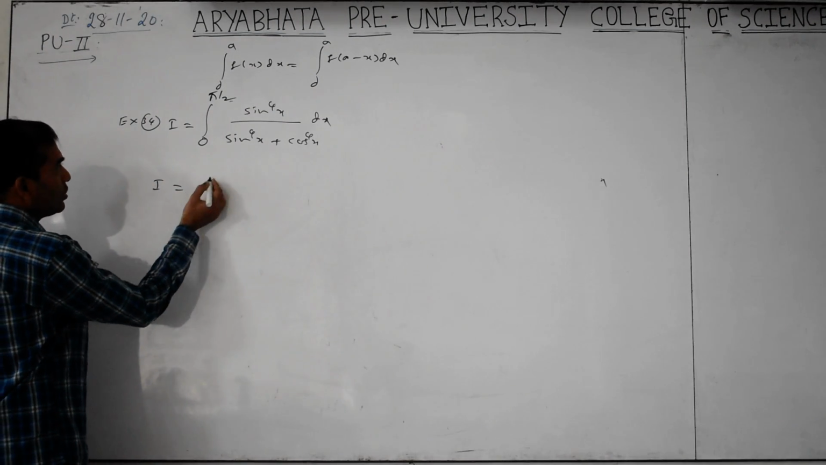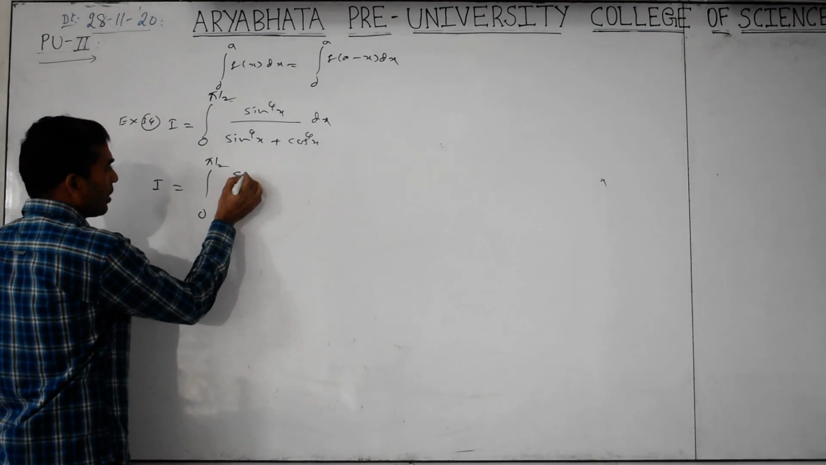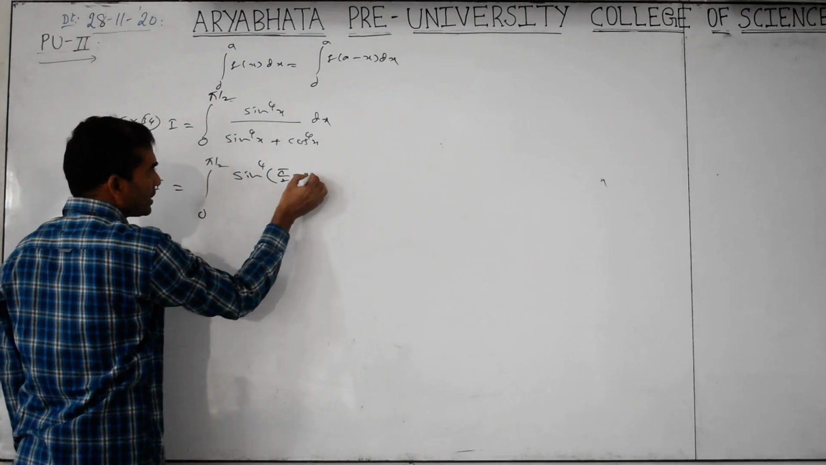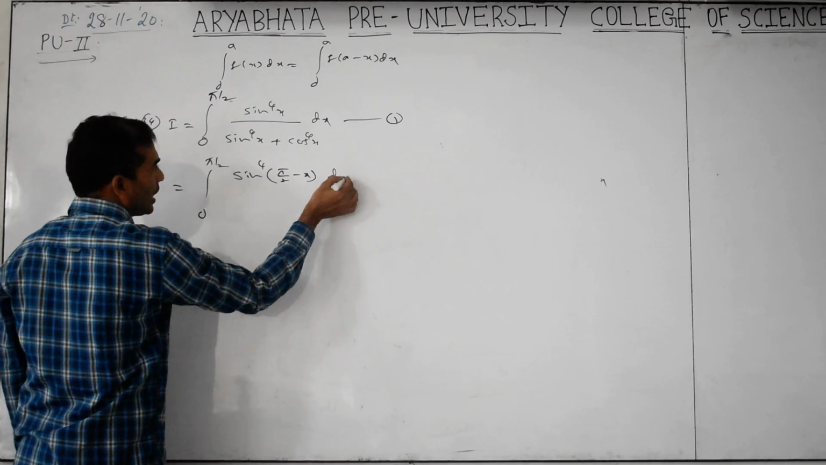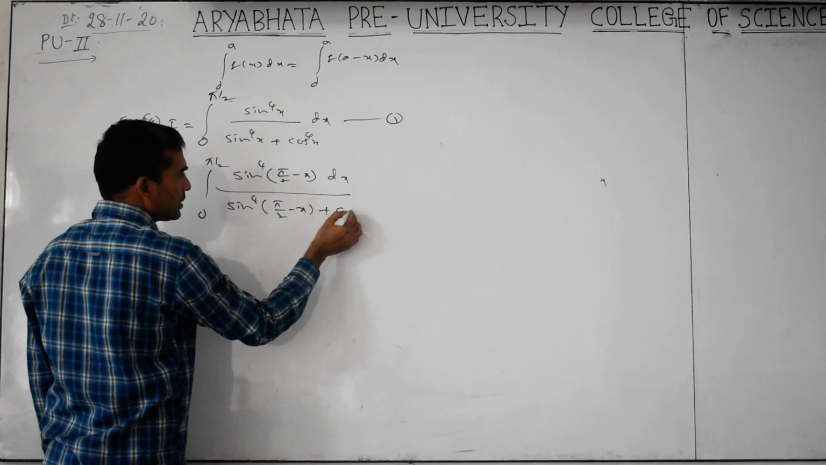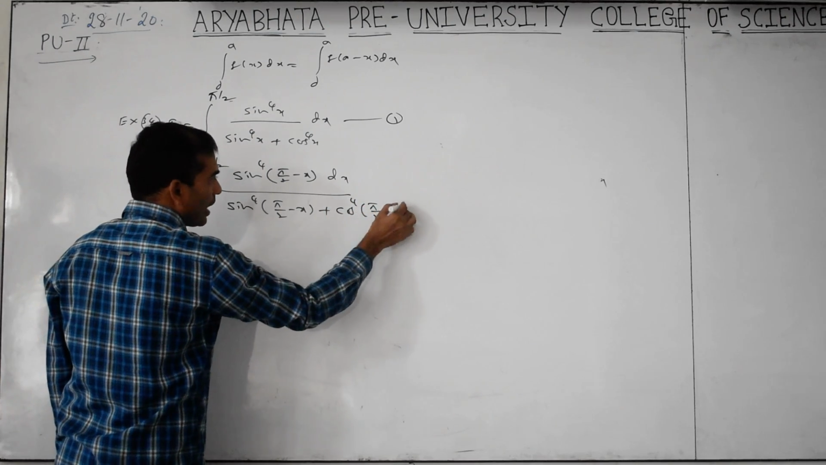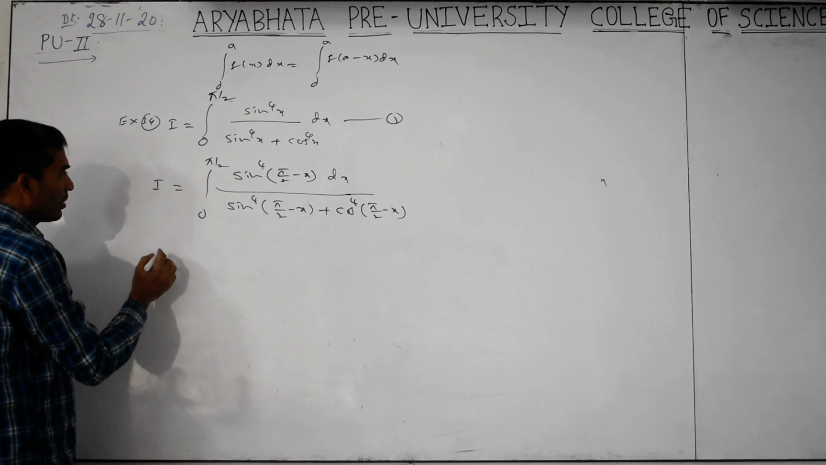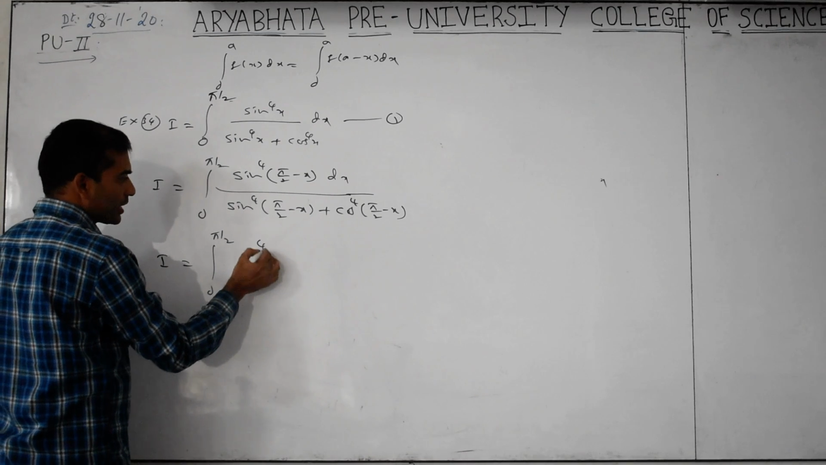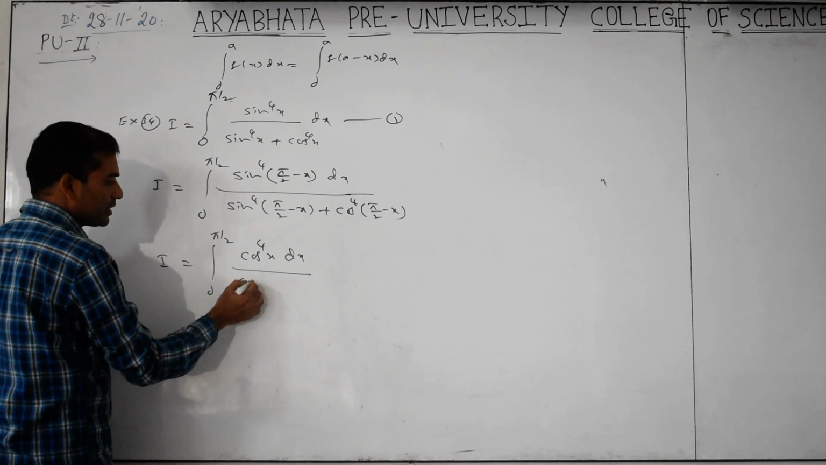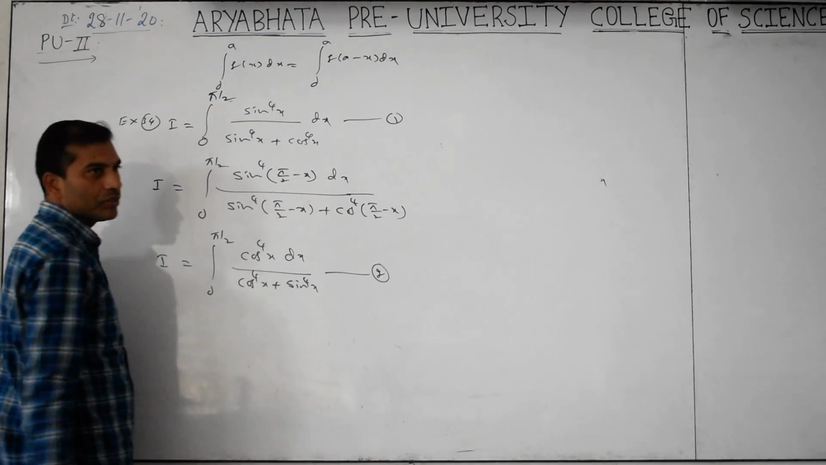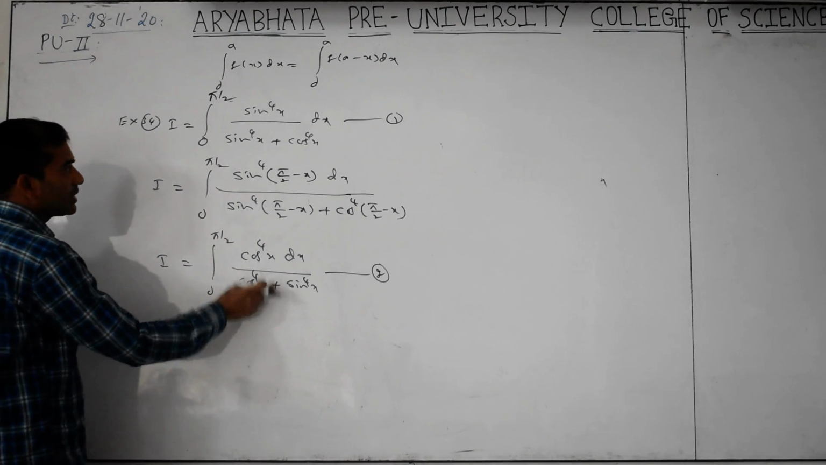So I is equal to, using the property, integration 0 to pi by 2 of sin power 4 of x replaced by a minus x, that is pi by 2 minus x. This is equation 1. dx by sin power 4 of pi by 2 minus x plus cos power 4 of pi by 2 minus x. So I equals integration 0 to pi by 2 of cos power 4x by cos power 4x plus sin power 4x dx. This is equation 2. The denominator is the same.